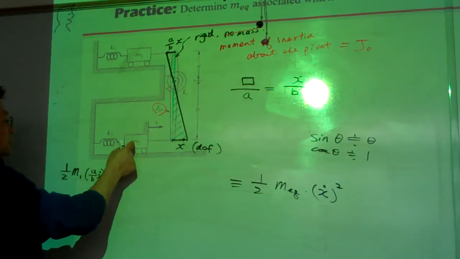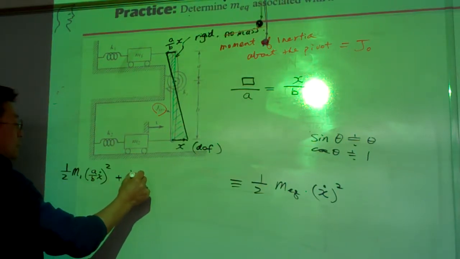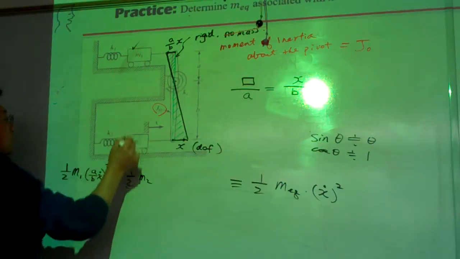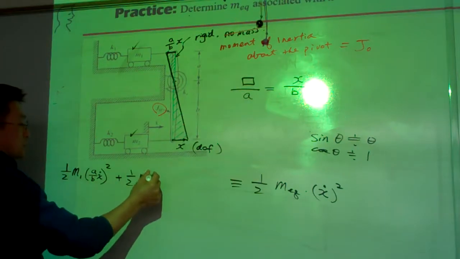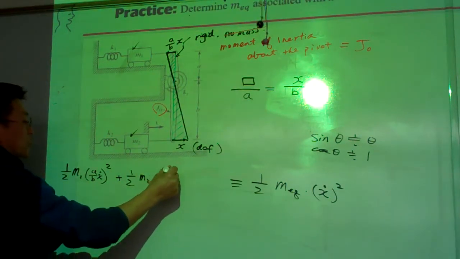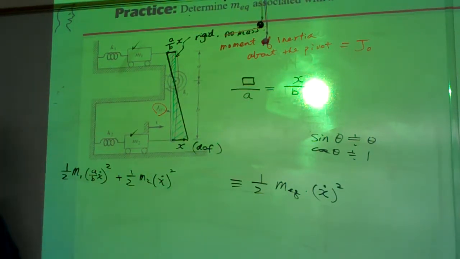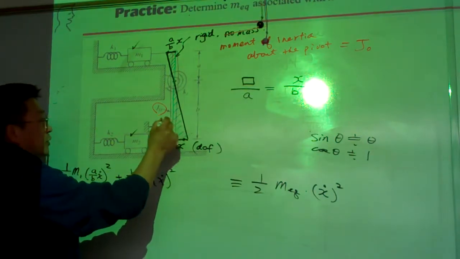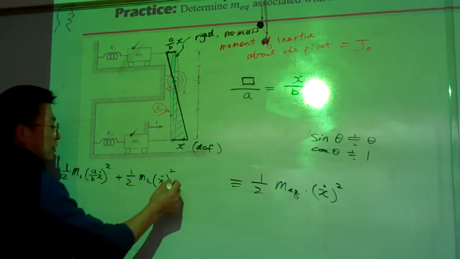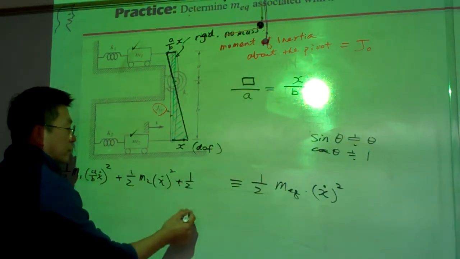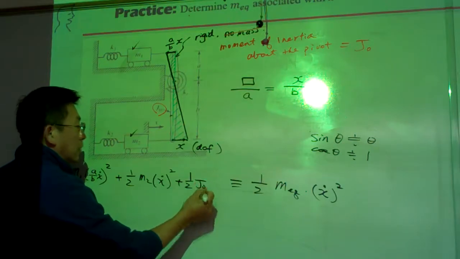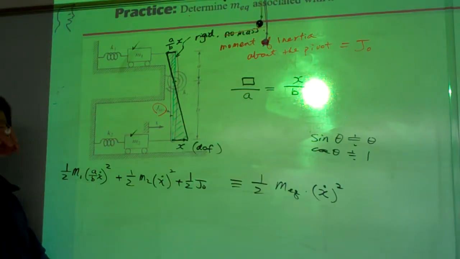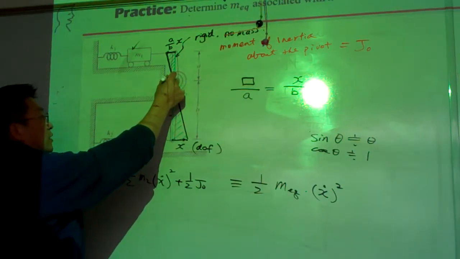And plus the second term is 1/2 M2. Right now we finish this, and I'm going to fix this one. This one is moving in terms of x, and that is x dot squared. And the last one is contributed by this length here. So the last one is 1/2 times J, using the symbol JO. And JO is a rotational moment of inertia, and that is going to spin about this point.